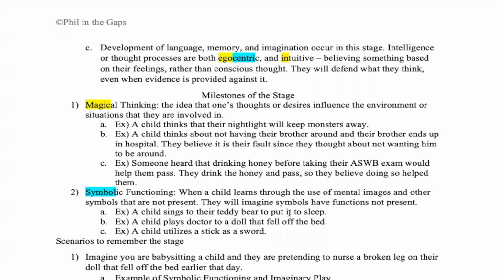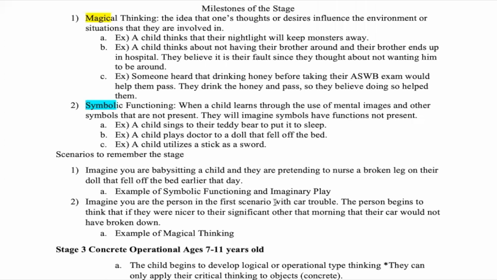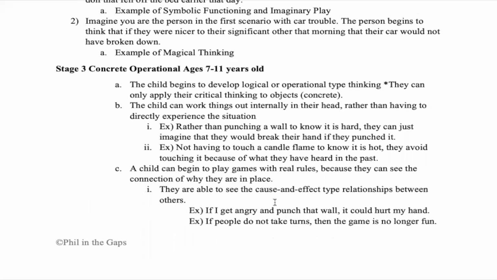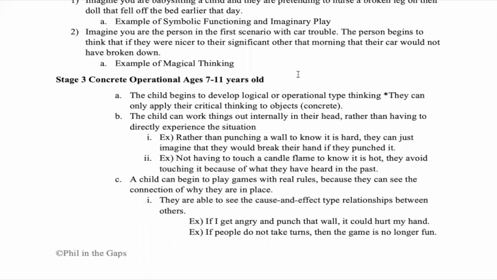Magical thinking, magic, is where they are going to be like, you know what, my thoughts and what I think and what I do have magical powers and influence everyone else around me. Symbolic functioning is where they're allowing for a symbol or object to have functions or characteristics that are not actually present within the situation. The next stage that we're going to look at is concrete operational.